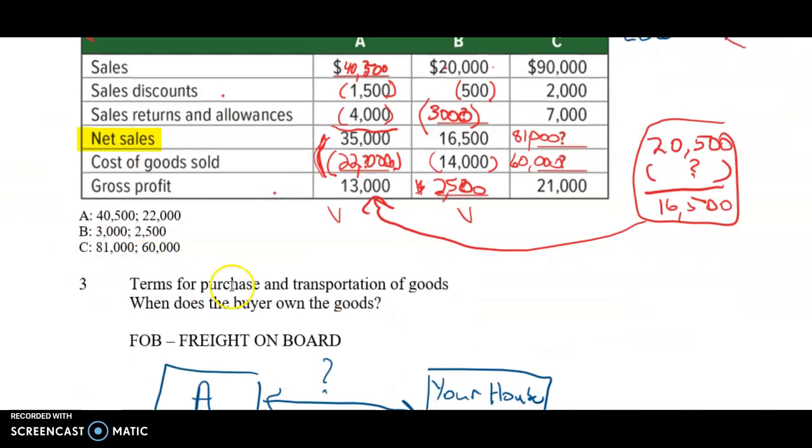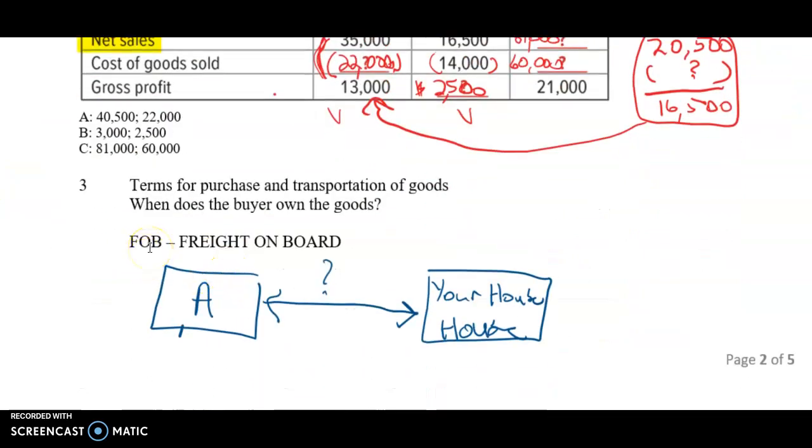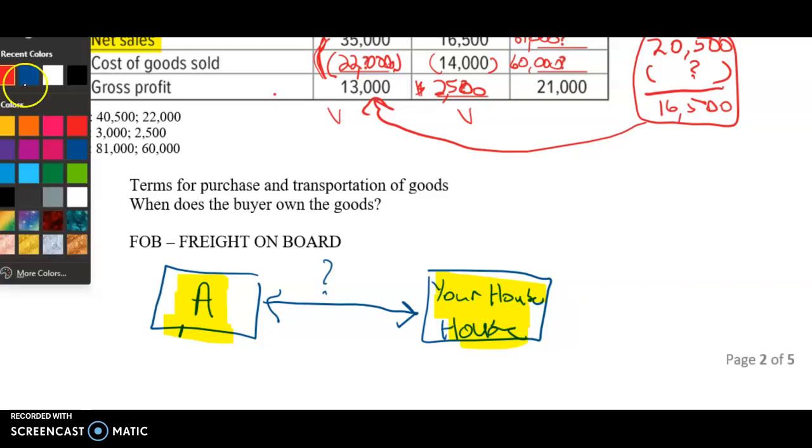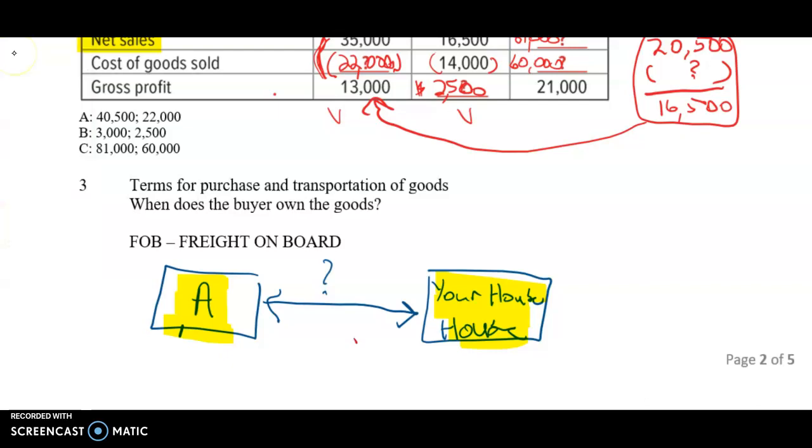All right, so let's go over some terms. Freight on board is FOB. So let's say you're buying something from the Amazon warehouse. When it's still at Amazon and you haven't put it in your shopping cart and paid for it, Amazon still owns it. No brainer, right? When it's at your house, you own it, right? No brainer. It just makes perfect sense, right?